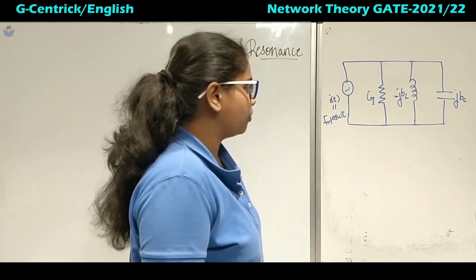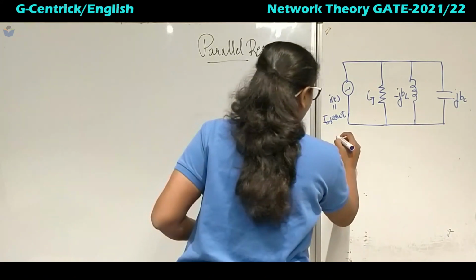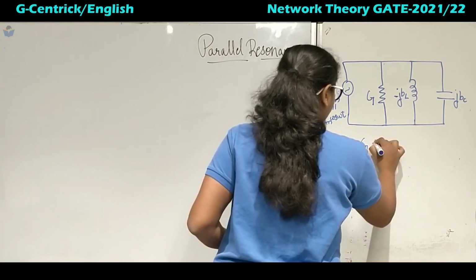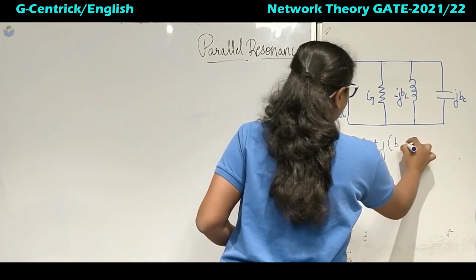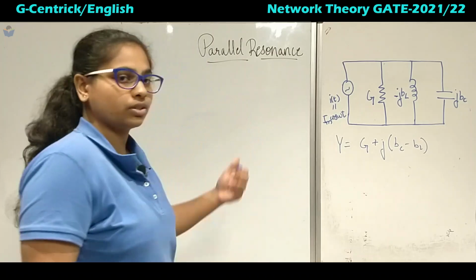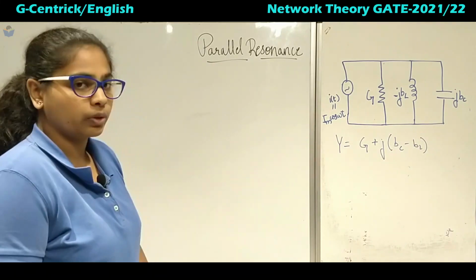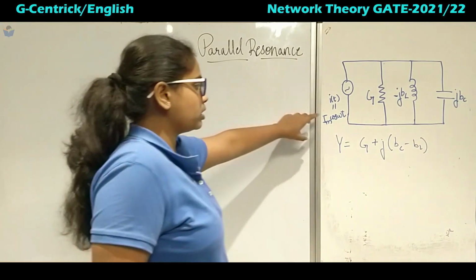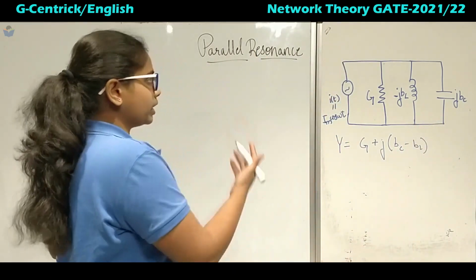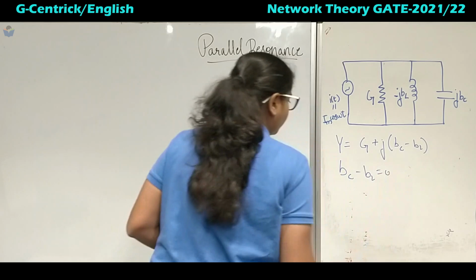Now in this case, if I have to write in terms of admittance, there we had taken the impedance, right? So here we will take Y equal to G plus j(BC minus BL). It can be either plus or minus depending on which value is greater. Now this BC minus BL, what will it be equal to? The imaginary part will be equal to 0 because it is resonance. So the capacitive and inductive susceptance will cancel each other. That is when the resonance occurs. In parallel also it will be the same, so it will be equal to 0.